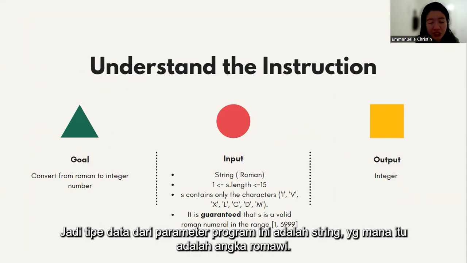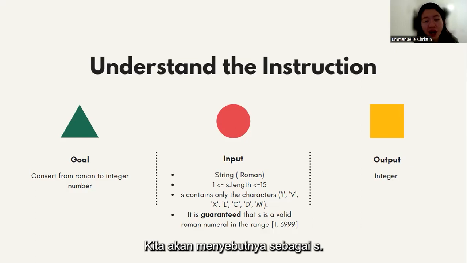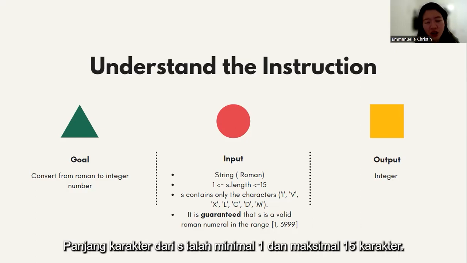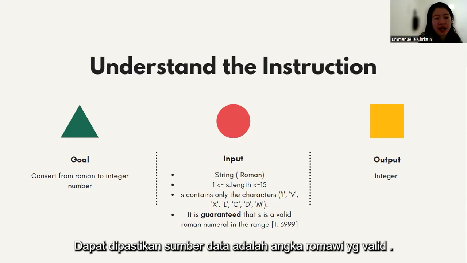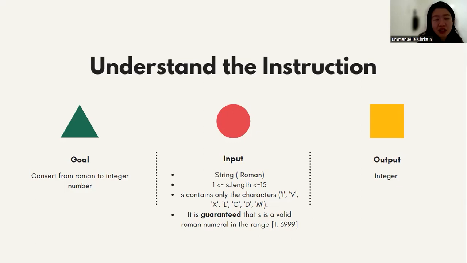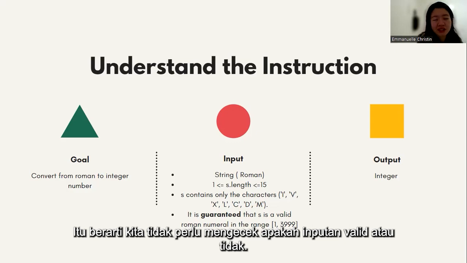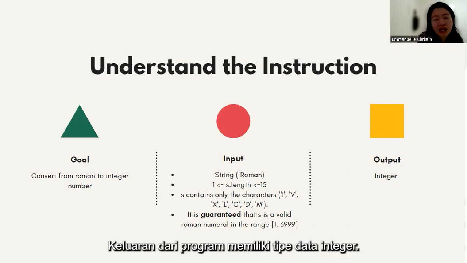So the input will be a string, which is a Roman numeral. We will call it s. The length of the string will be from 1 to less than or equal to 15. s contains only the characters I, V, X, L, C, D, and M, and it is guaranteed to be a valid Roman numeral in the range of 1 to 3,900. It means that we don't have to validate the input, and the output will be an integer.